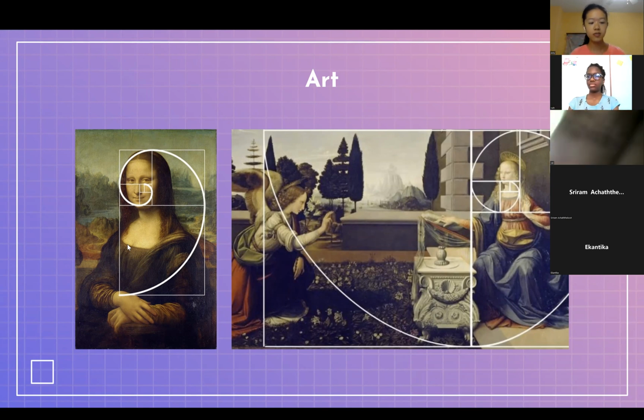I think another place that relates to that is architecture, because you can find the golden ratio in Greek architecture and the way they designed their buildings, which is very interesting.